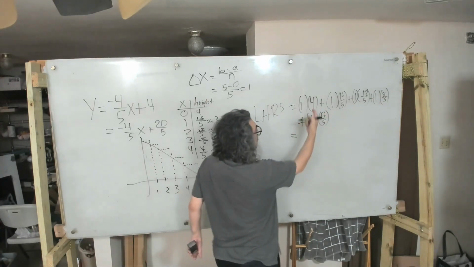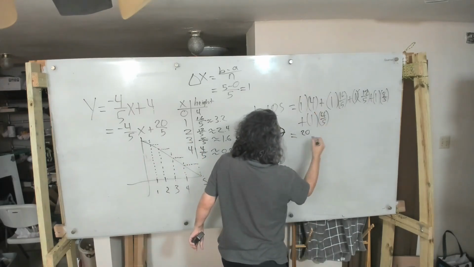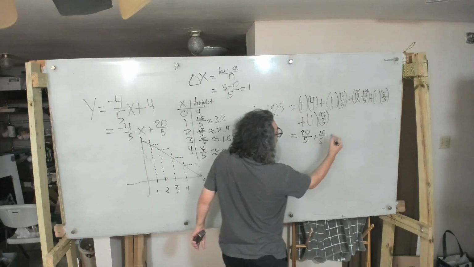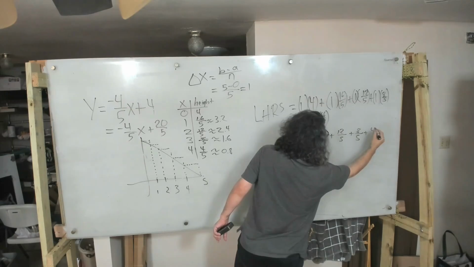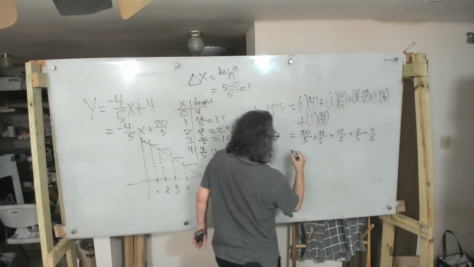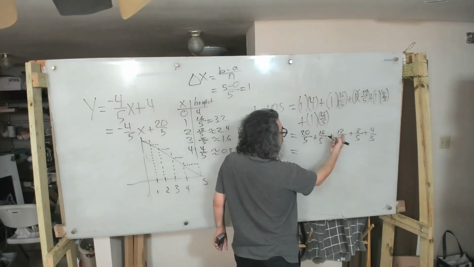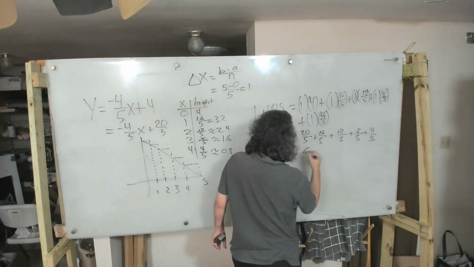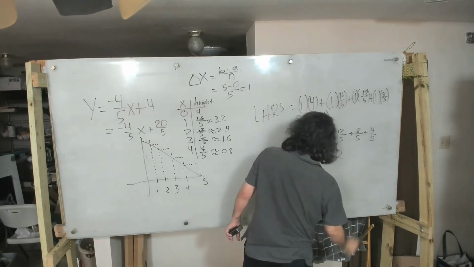So basically, and we know that 4, from the same argument we gave here, is 20 over 5. So 20 over 5 plus 16 over 5 plus 12 over 5 plus 8 over 5 plus 4 over 5. Okay? We can just add this up. 20 plus 16 is 36, 48, 56, 60 over 5. We're claiming that this estimate so far is 12.